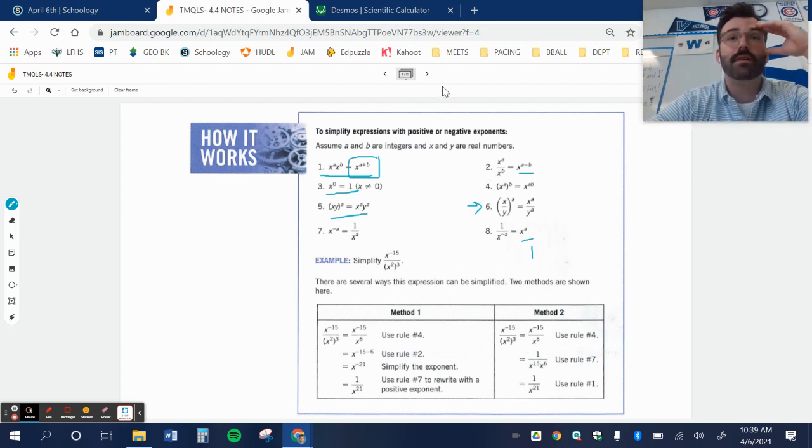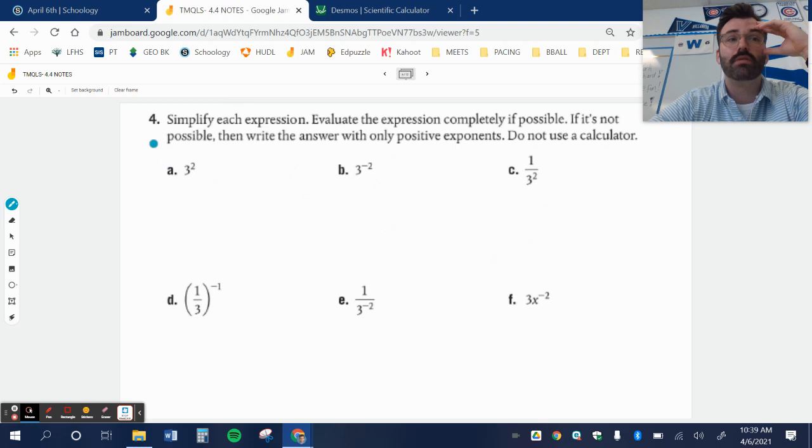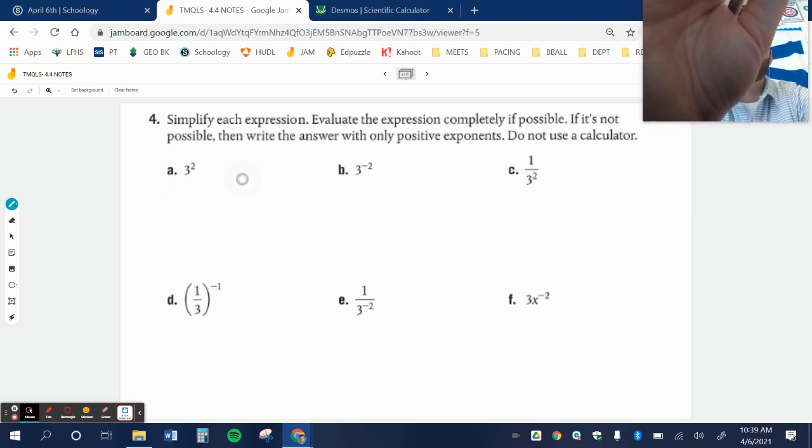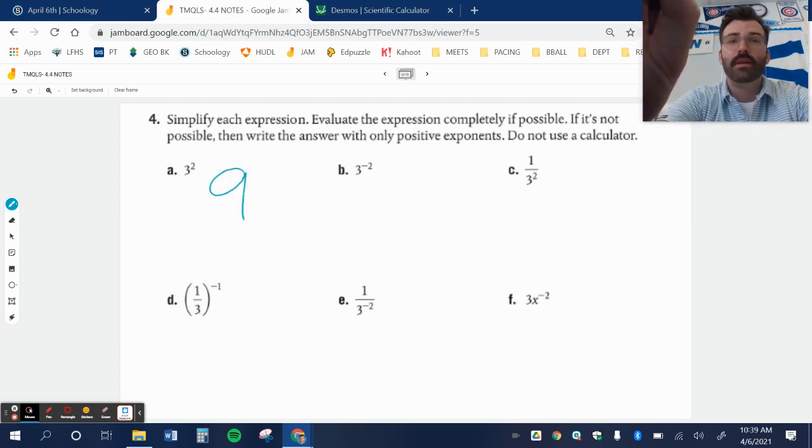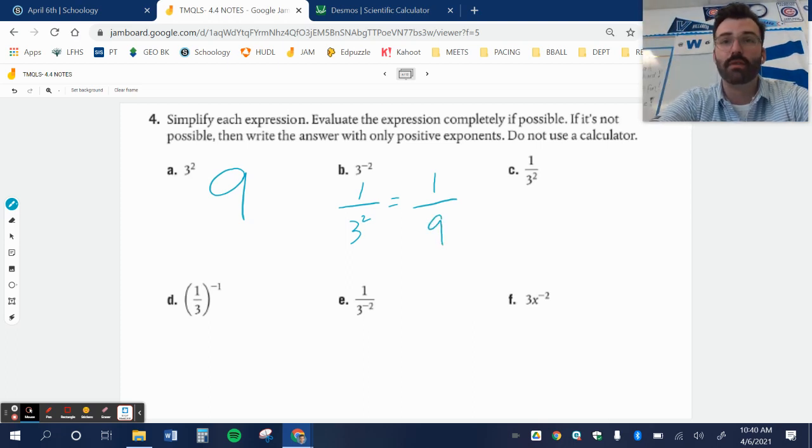So I'm going to stop here, and then we're going to pick up with number 4 as a whole class. All right? Actually, you know what? Let's do A, B, and C. 4a, 3 squared is 9. 3 to the negative second is 1 over 3 squared, which is 1 over 9. And I want to pause there. We'll stop. Don't have too much fun. Here we go.